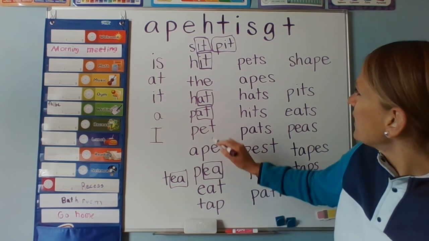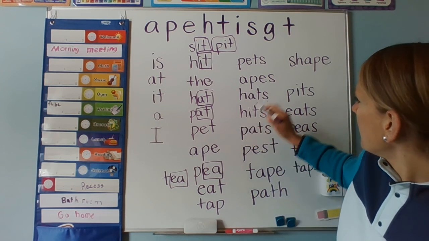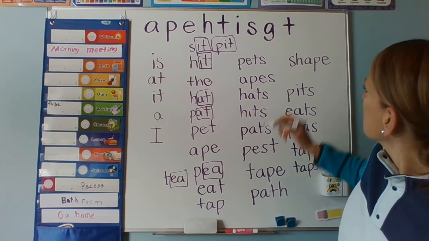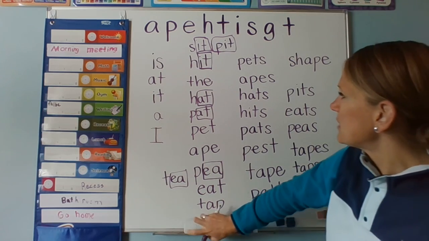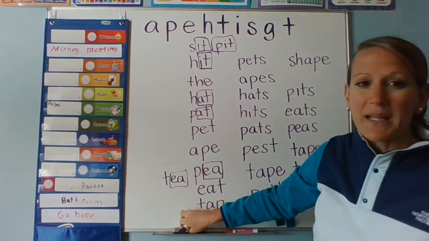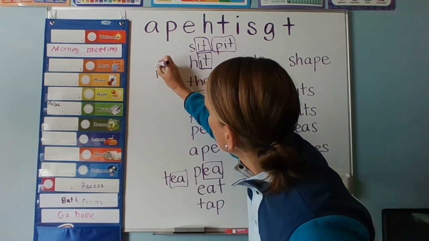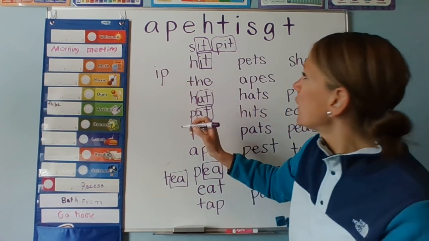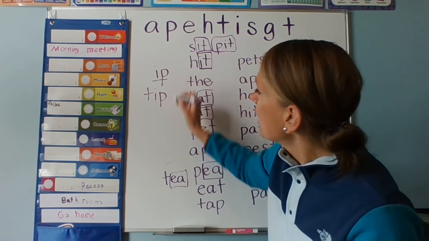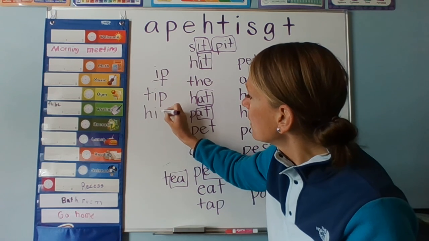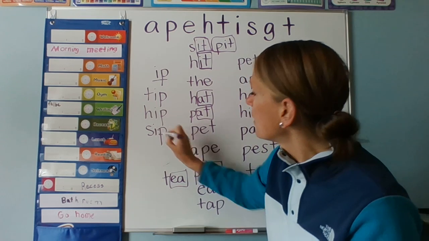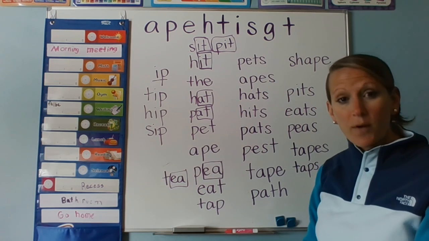If we have the, are we using the ip family? No. So if we, let me just erase a little over here. If we look at the ip family, the IP, we could make some words like tip, hip, sip. Okay, so some of those ip word families.